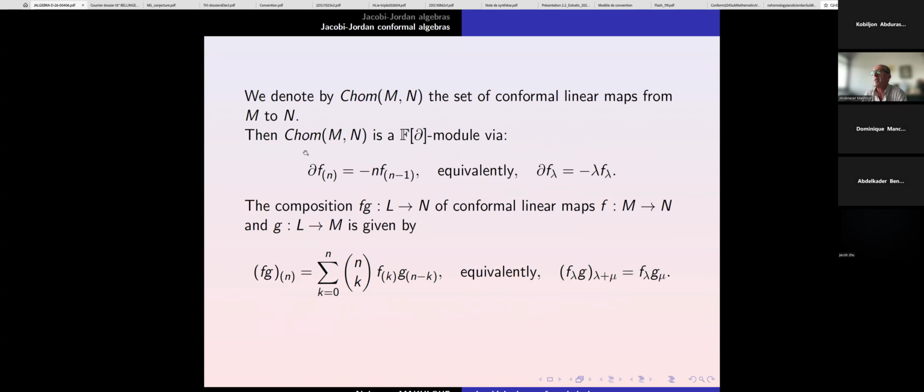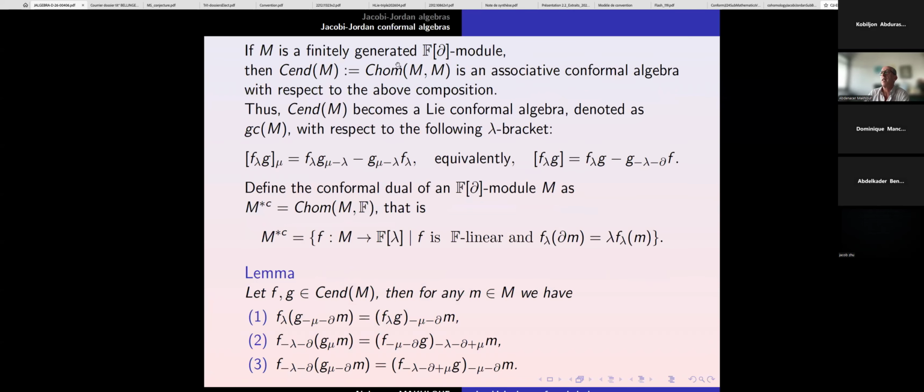Now we denote by Chom the conformal linear maps from M to N. Then this Chom, conformal homomorphism, is an F[partial D] module via this action. Of course, we write it in this way, but we can write it also using the lambda product in this way. And the composition is defined in this way, or equivalently by a lambda product in this way. Now, if M is a finitely generated F[partial D] module, then the conformal endomorphisms of M, which we denote by Cend M, is just the conformal homomorphisms from M to M. And this is an associative conformal algebra with the composition I defined just before.